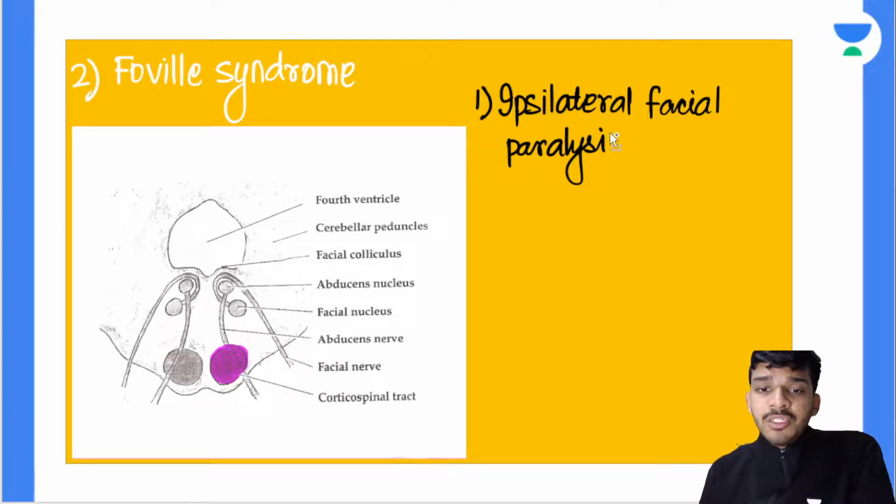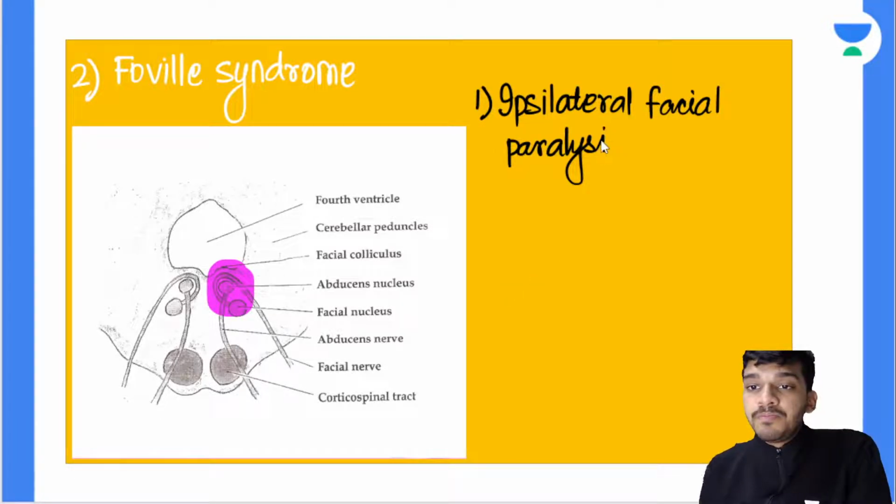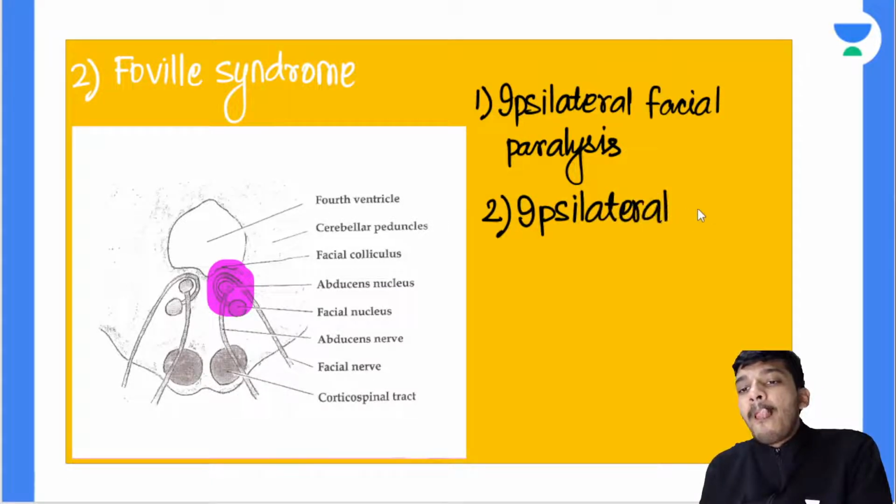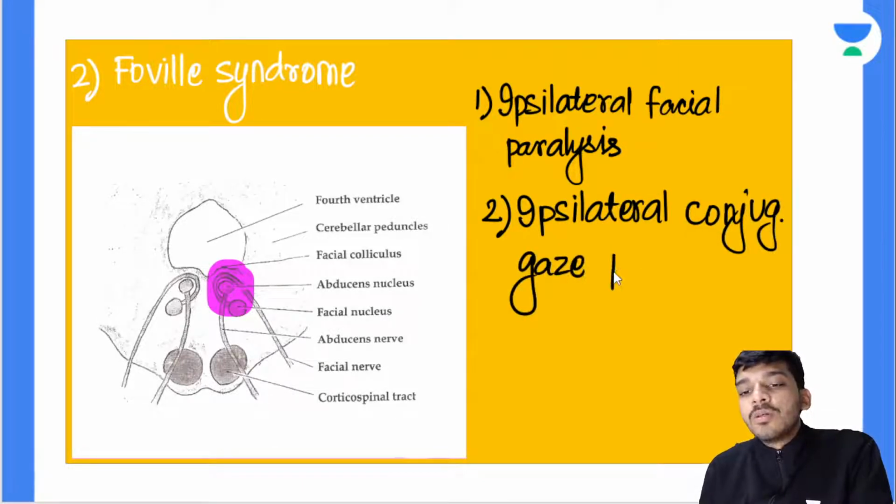Okay, so you have a lesion, sorry, this has been drawn wrongly, this was the corticospinal tract, this is the site of lesion. So I was telling you that there was ipsilateral facial paralysis, and you also have ipsilateral conjugate gaze paralysis. I'll just explain what it means.